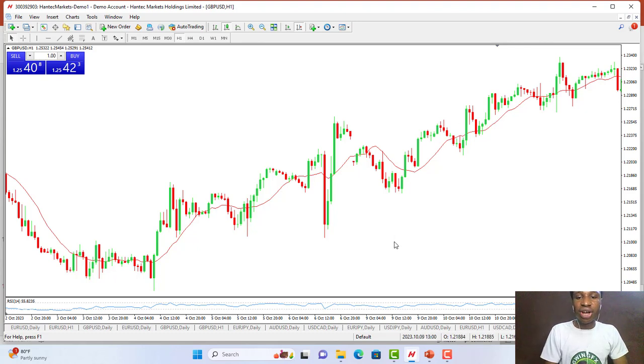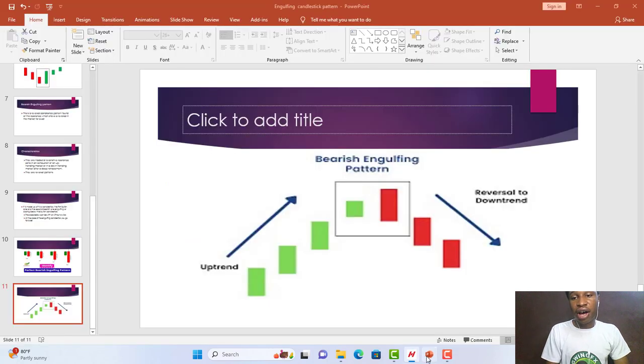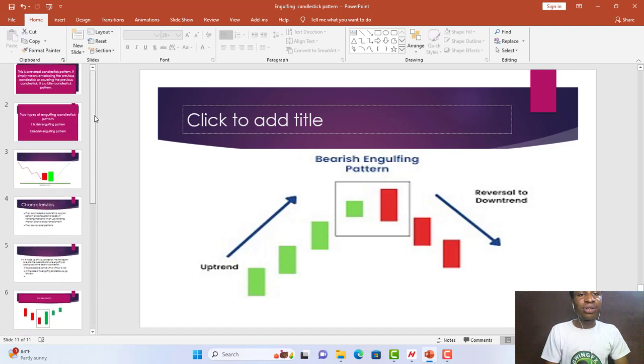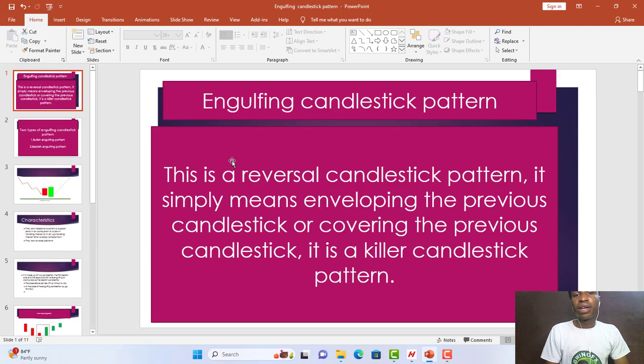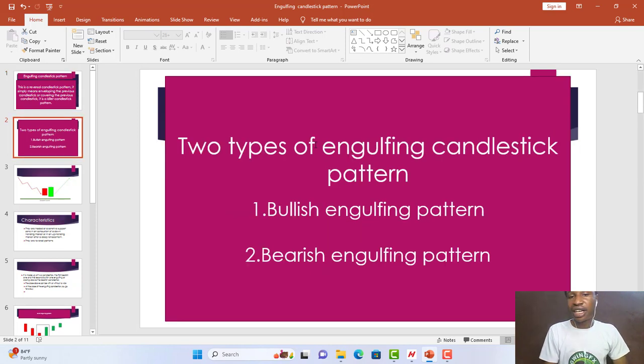So as a way of recap in the market, we started by talking about the different candlestick patterns in the forex market. We started with the engulfing candle. It's a reversal candlestick pattern. It simply means enveloping or covering the previous candlestick. We also said it's a killer candlestick pattern in the forex market. There are two types: the bullish engulfing pattern and the bearish engulfing pattern.